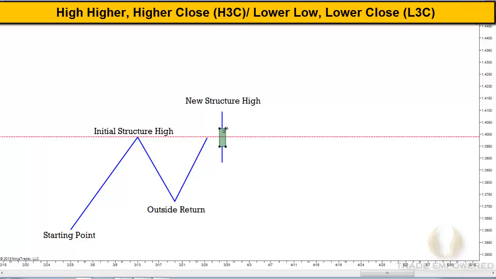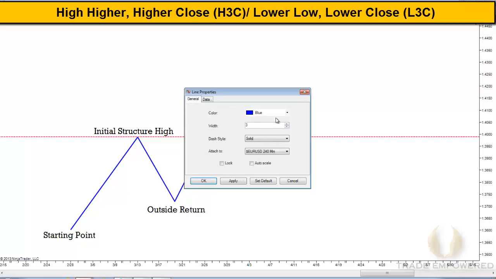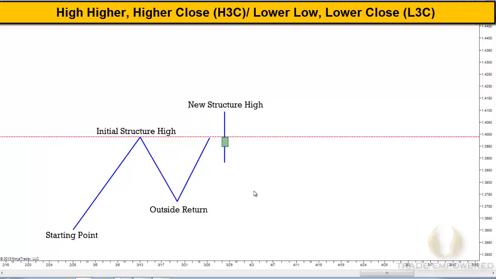And again, if our candle creates a higher high and a higher close than the candle right here, then we have another new valid structure high. However, if the candle closes below this level, then we can't yet say that we're in a bullish trend. And this same principle is going to go for every new structure high or new structure low we create.